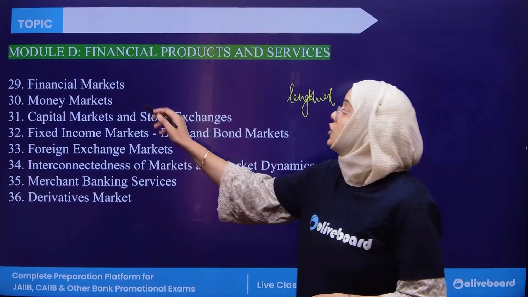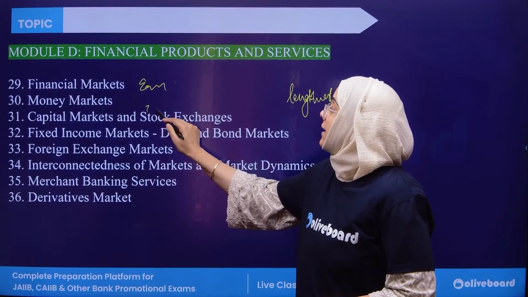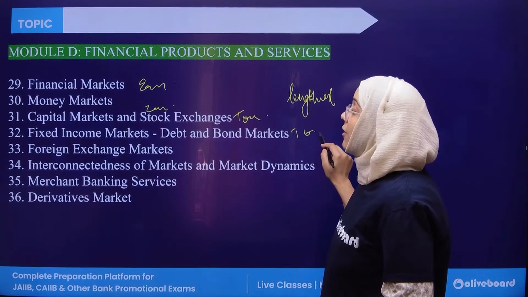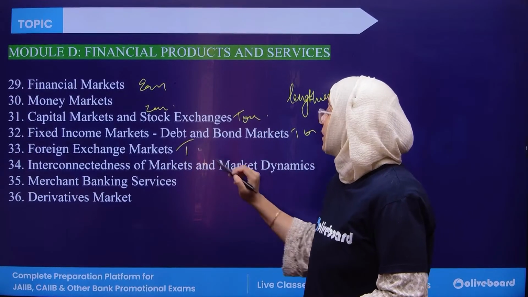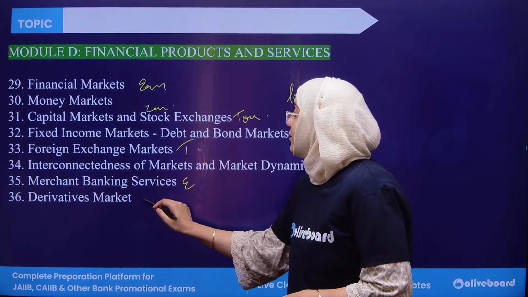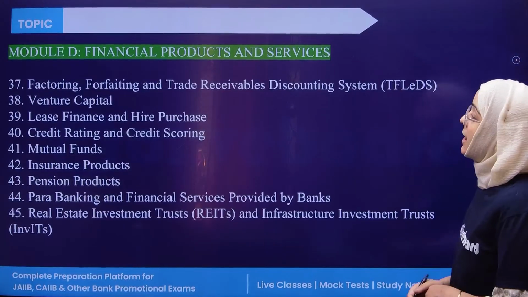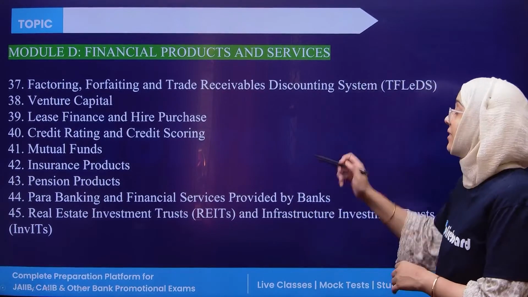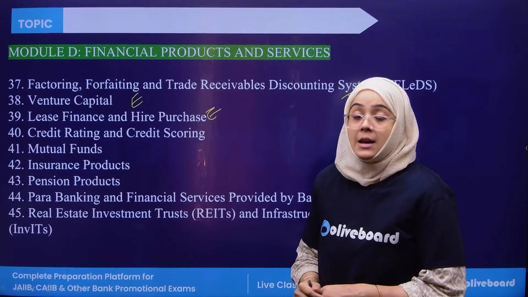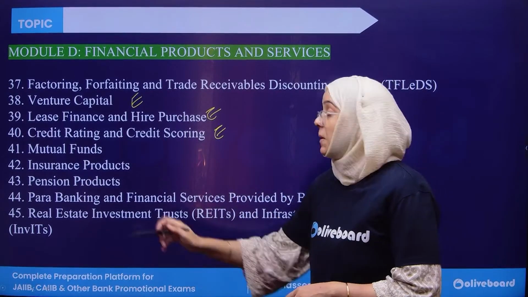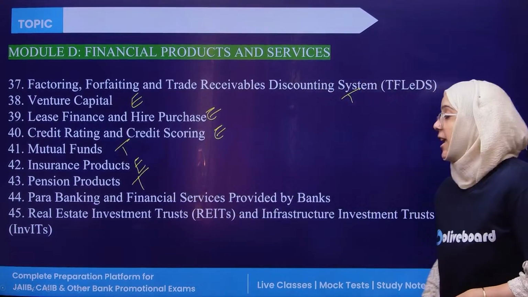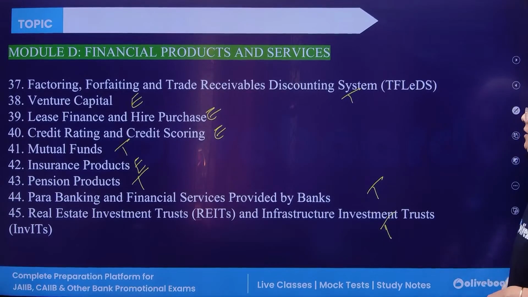For example, financial market is an easy chapter. Money market is an easy chapter. Stock market, it is a tough chapter. Bond market, tough chapter. Foreign exchange market, tough chapter. Interconnectedness, tough chapter. Merchant banking service, easy chapter. Derivative, tough chapter. Then factoring, forfaiting, tough chapter. Venture capital, easy chapter. Lease financing, easy chapter. Credit rating scoring, easy. Mutual fund, tough chapter. Insurance product, easy. Pension, tough. Para banking, tough chapter. REITs, InvITs, tough chapter.